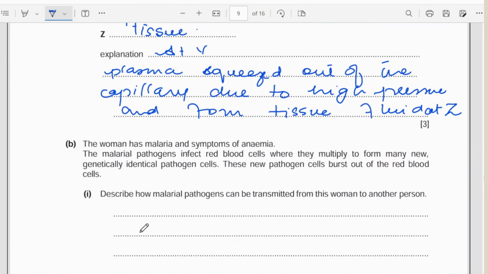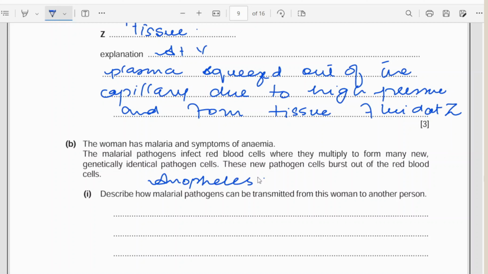The woman has malaria and symptoms of anemia. The malarial pathogen infects red blood cells where they multiply to form many genetically identical pathogen cells. What is the name of the pathogen of malaria? Plasmodium. And what is the vector for this one? Mosquitoes, the female mosquito. Do you have any idea about the name of that mosquito? Anopheles mosquito.